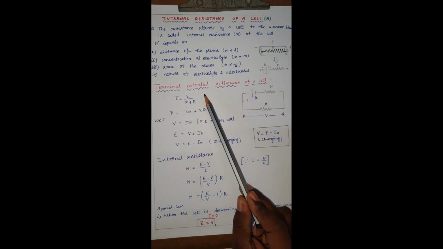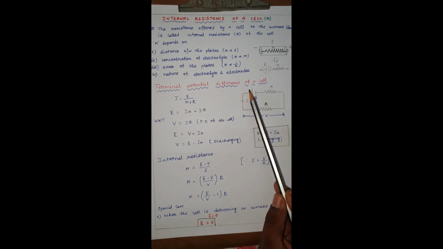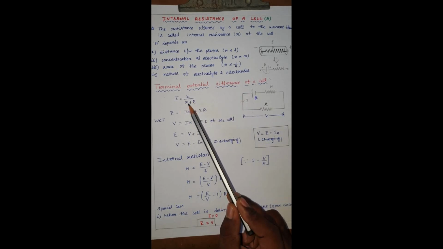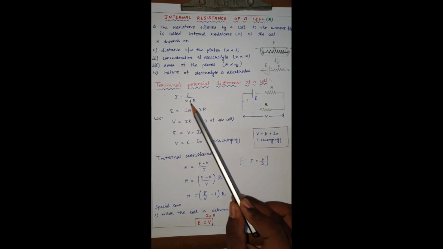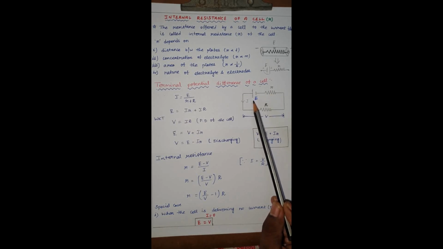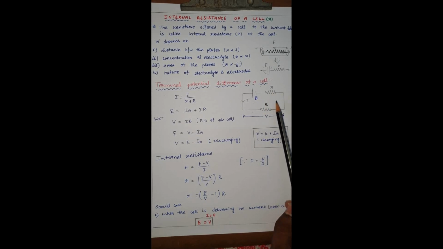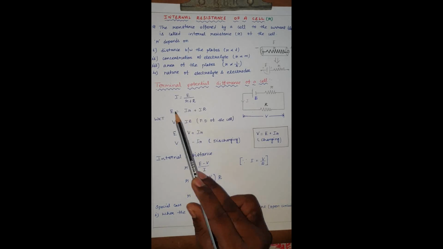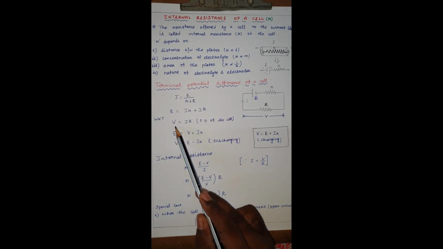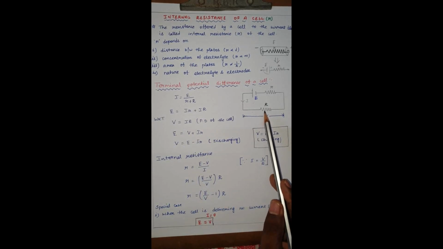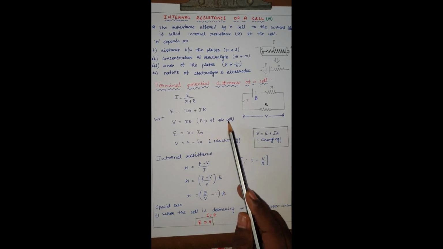Now here we are going to find the terminal potential difference of a cell. For that purpose, I can consider I is equal to E divided by R plus r. That is nothing but my circuit. The battery is supplying the EMF of E. Capital R and small r are in series, so R plus r is the total resistance. Total EMF divided by total resistance gives the value of the total current. When you do cross multiplication, we get E is equal to IR plus I into r. Here V is equal to I into R, which is the potential drop across the external resistance R, that is, the potential difference of the cell.